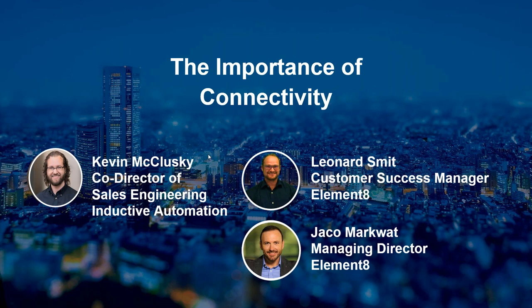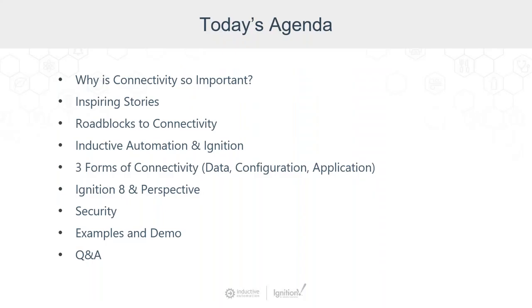All right, so I wanted to very quickly start us out with an agenda. We have some really interesting and exciting things to talk about today. We'll start out talking about why connectivity is so important. We all realize that connectivity is important, but what makes it different today? We have a few inspiring stories. Then roadblocks to connectivity, things that you might come across along the way that you have difficulty getting past, and some of the things about Inductive Automation and Ignition, our product, that help alleviate some of those roadblocks.